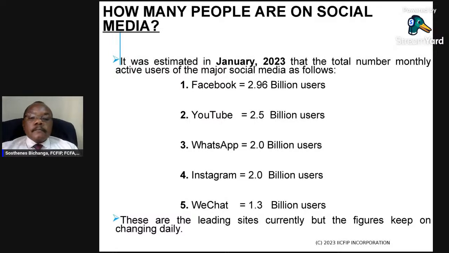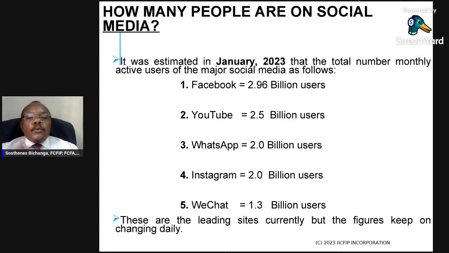You will note that sites like WhatsApp, Instagram, and WeChat have improved and overtaken sites like Google, LinkedIn, and Twitter, because it much depends on how the users are attacking these sites. It appears that more and more people are learning to YouTube, WhatsApp, Instagram, and WeChat, running away from sites like Twitter, LinkedIn, and the rest.